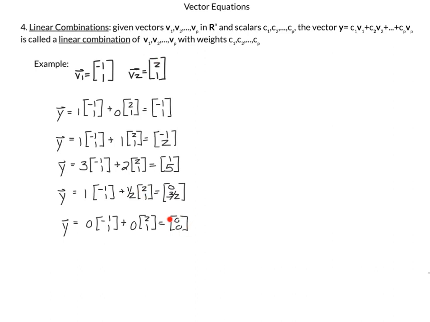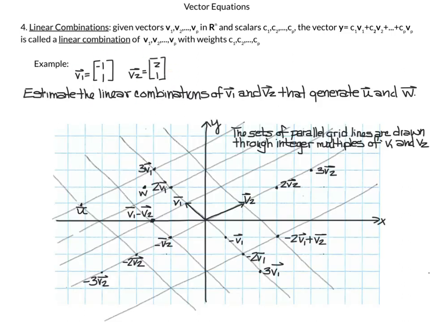And then finally 0, 0, as I said, the 0 vector is always a linear combination because you just multiply every vector by 0. So these are all linear combinations of v1, v2. Using these two same examples, v1 is equal to negative 1, 1, and v2 is equal to 2, 1, estimate the linear combinations of v1 and v2 that generate u and w in this picture.